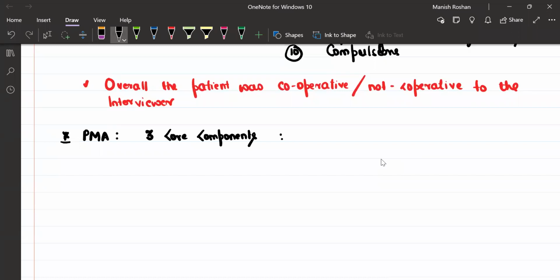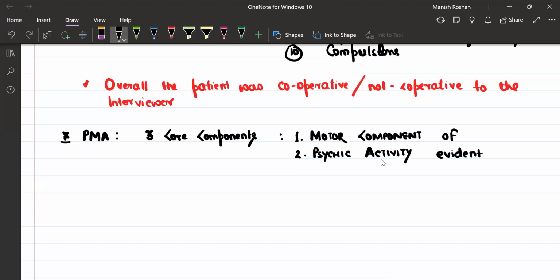That is, number one, the motor component of psychic activity, evident through speech and behavior.